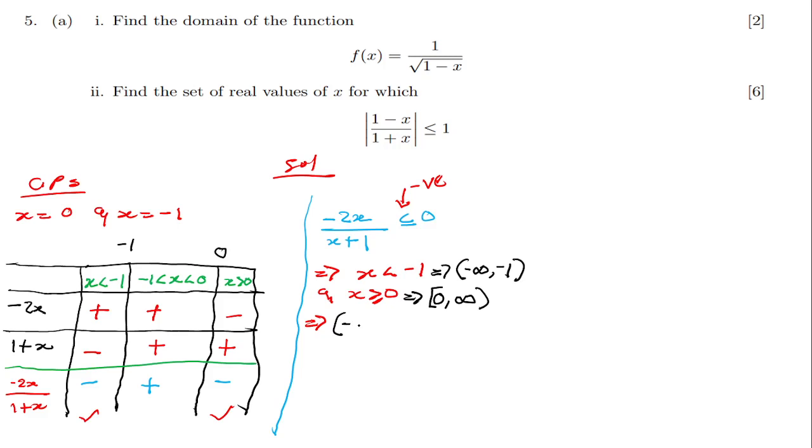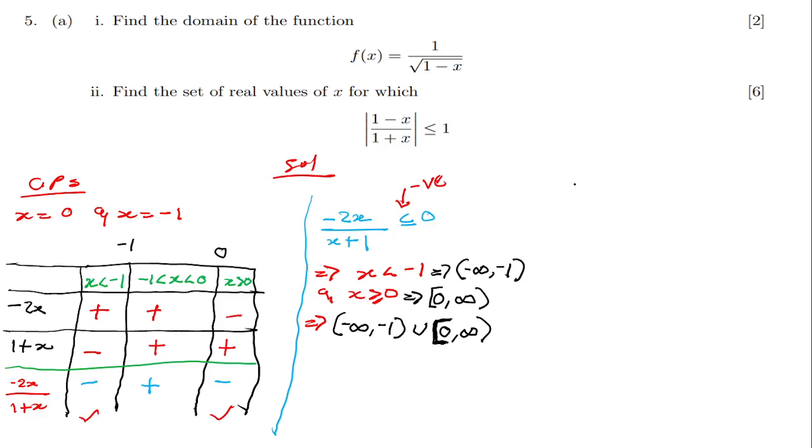So for the first one, it is simply open -∞, -1, open, and then union. You're going to have a block bracket. This is a block bracket. Take note of that. This is a block bracket 0, ∞. So this is the first solution. Once you're done with the first solution, you have to go back and do the other set of questions.